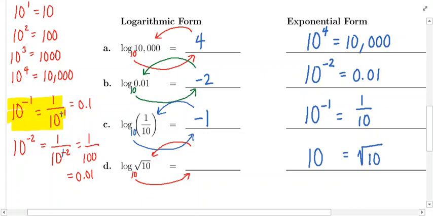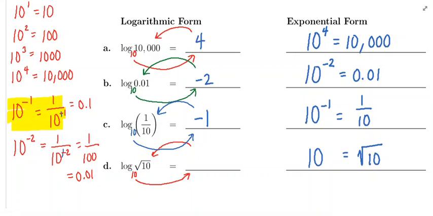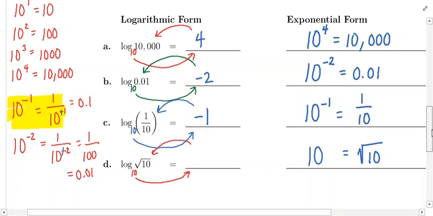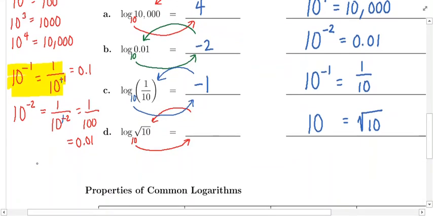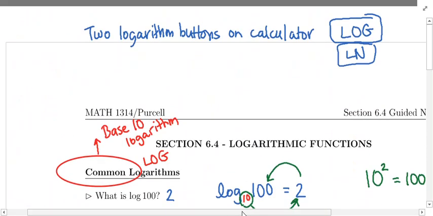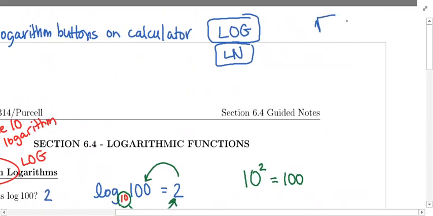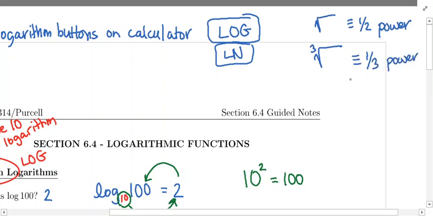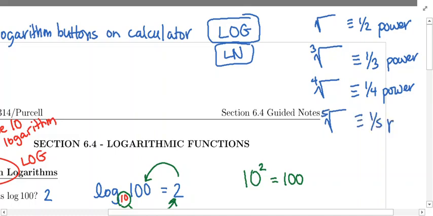You may not know this, but I'm going to tell you right now. If you see something with a square root, that is the 1/2 power. Let me go write this up here. If you see a square root, that is the 1/2 power. If you see a cubed root, that is the 1/3 power. If you see a fourth root, that is the 1/4 power, and hopefully you get the idea here. A fifth root is going to be a 1/5 power.